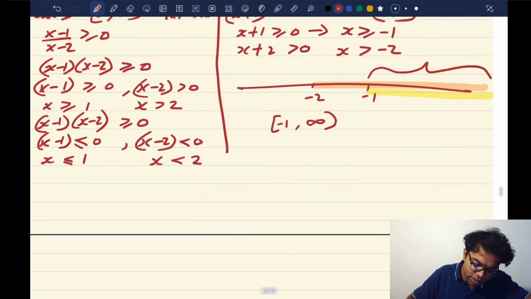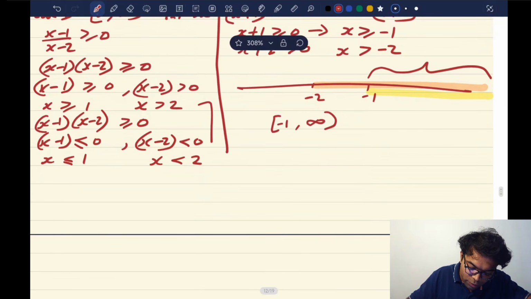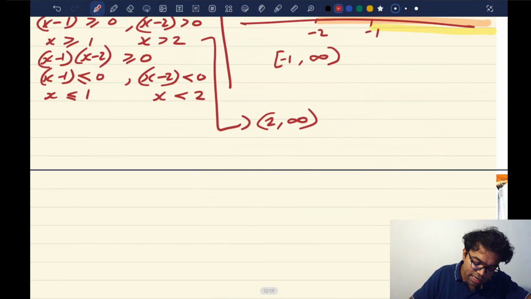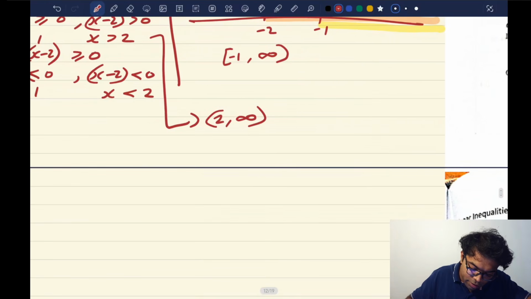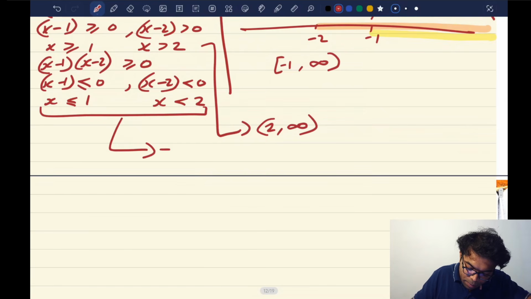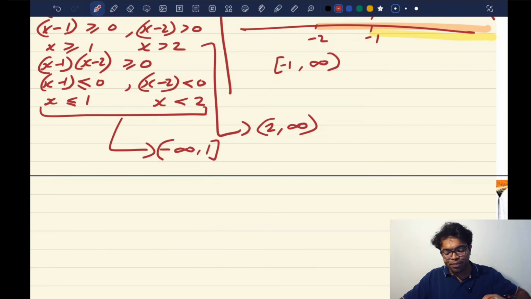Now let's actually look at the chart. If x is greater than or equal to 1 and x is greater than 2, from here what will you choose? You will choose 2 to infinity, right? And if you have x is less than or equal to 1 and x is less than 2, here you will choose what? From these two you will choose minus infinity to 1. So these are the two regions that you have chosen.